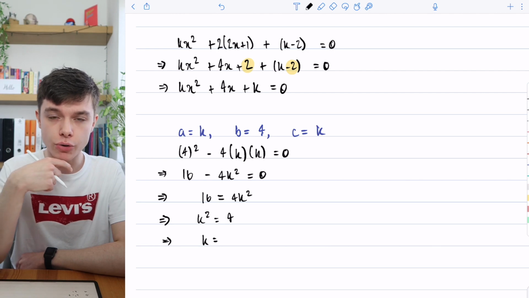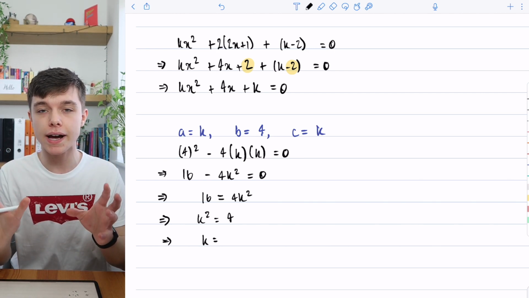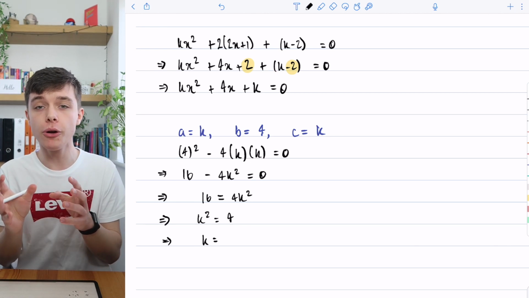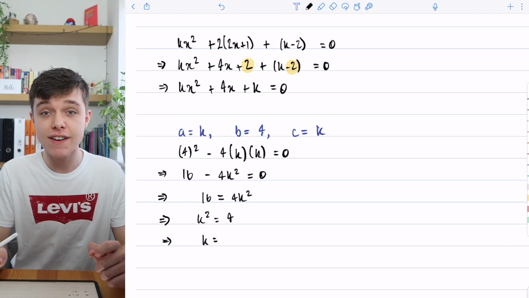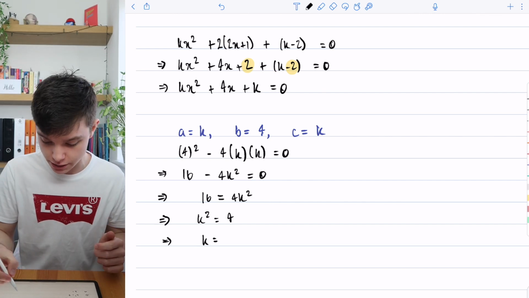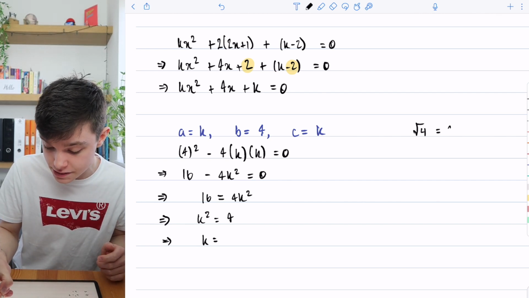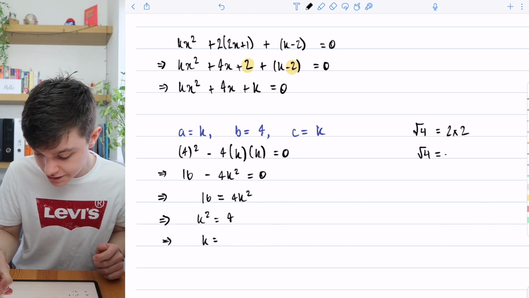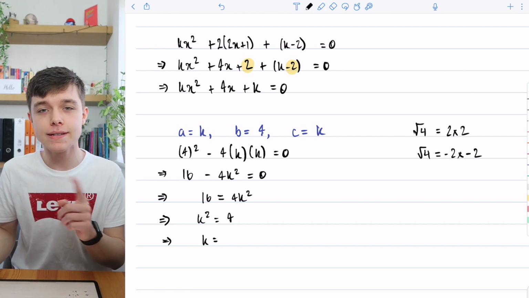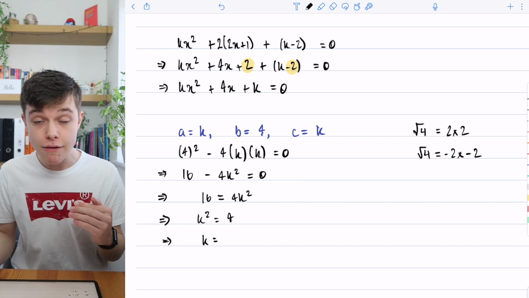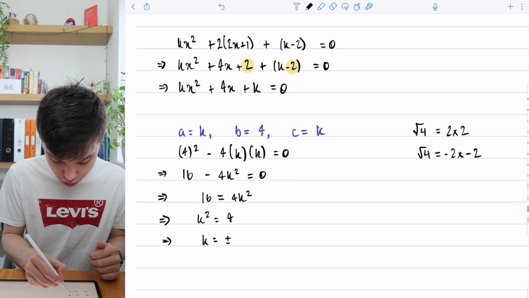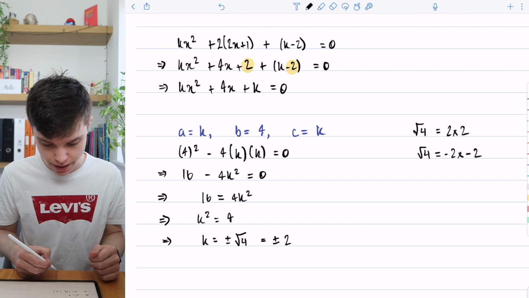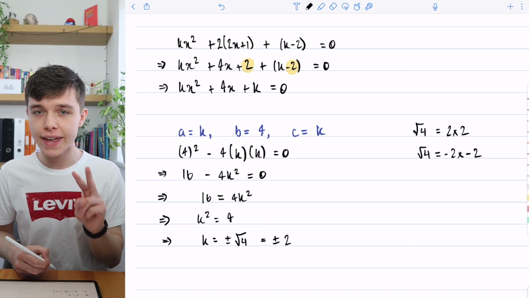Remember, when we square root an equation and we square root both sides, we're going to get plus or minus. Because when we square root, we're saying what number multiplies by itself to give me the number that I am square rooting. So the square root of 4 is 2 times 2. But it's also minus 2 times minus 2, because a minus and a minus gives me a plus. So I'm going to square root both sides to give me k equals plus or minus the square root of 4, which is plus or minus 2. Now, I've got two values for k.